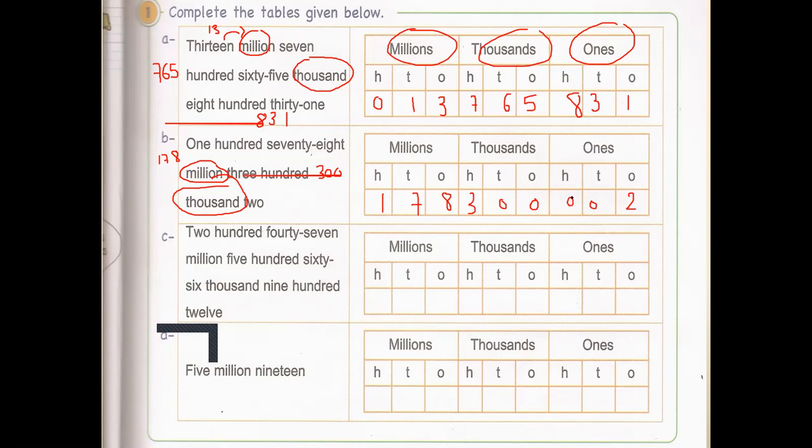We will continue doing part C and D in the Zoom period. Okay, guys? So if you have any question later, you can ask me in the Zoom period. We will practice more, and we will practice how we read large numbers and how we write them in letters.